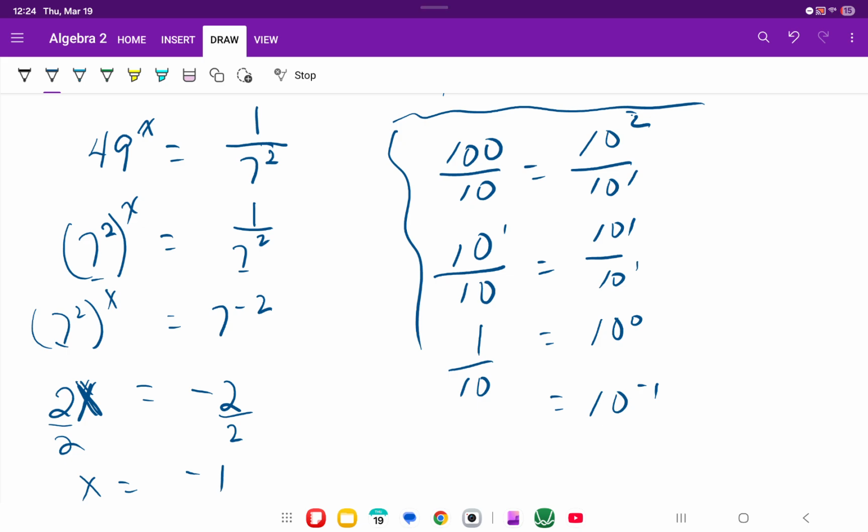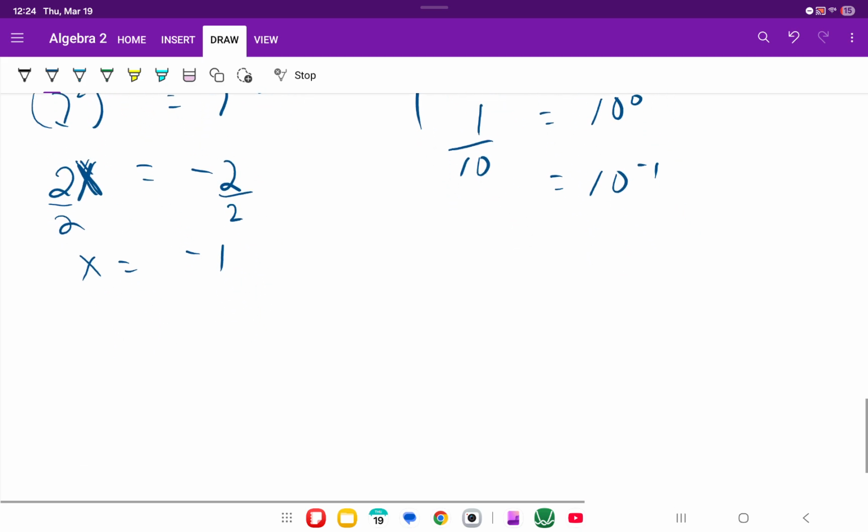Okay, so that just gives you some idea of what we are doing if we do not have a common base. We try to get them to both be a common base, and then we always go in and verify our results with our graphing calculator if possible.